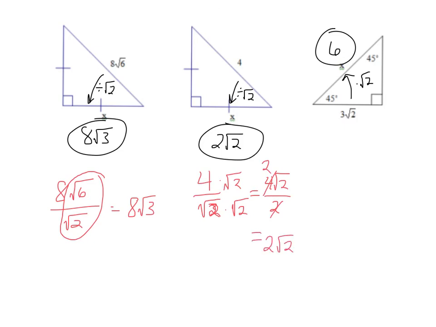And the last one, all you had to do was go from the leg to the hypotenuse. So in the 45, 45, 90, multiply by a square root of 2, and you end up taking 3 square root of 2 times the square root of 2. 3 times the 1 in front gives me a 3. Square root of 2 times square root of 2 gives me a 2. So that's how I end up getting 6.